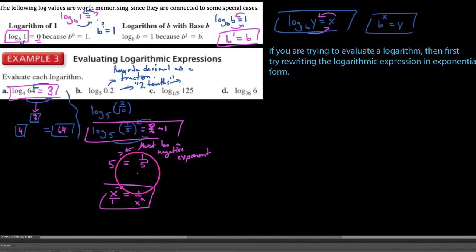But also because when we rewrite it this way, we say 5 to the negative 1 power, we get 1 over 5 to the positive 1 power. So negative 1 is our logarithmic value here.